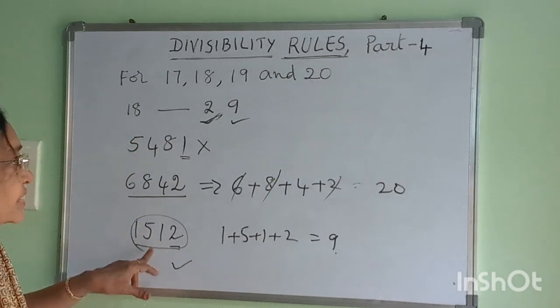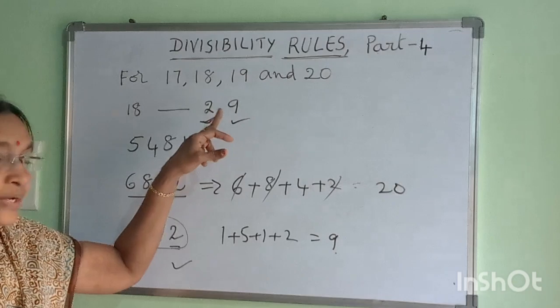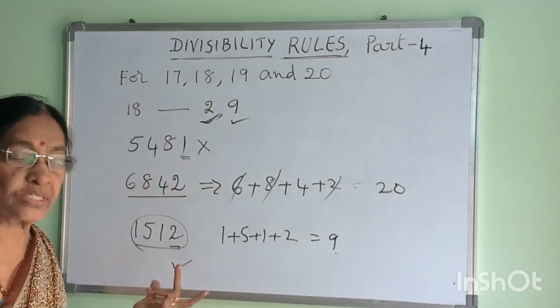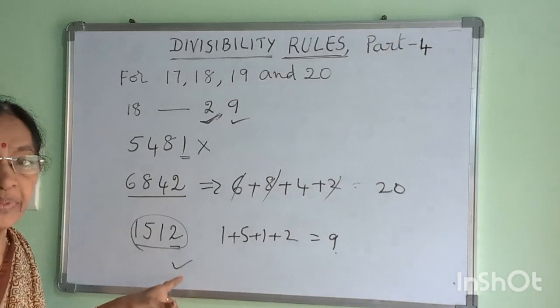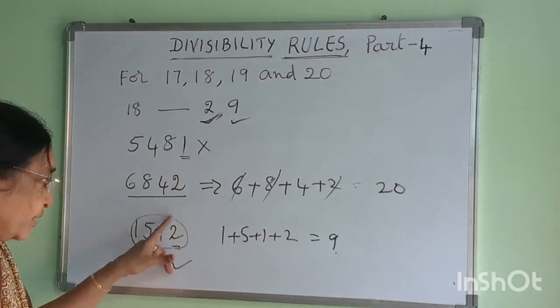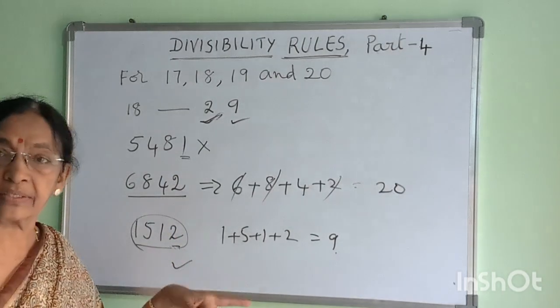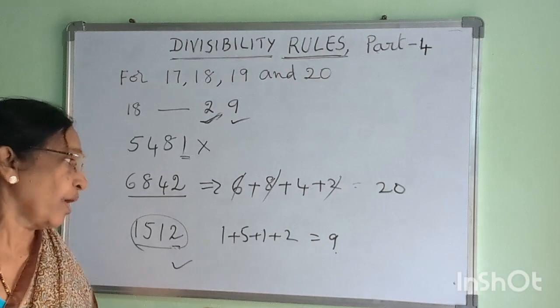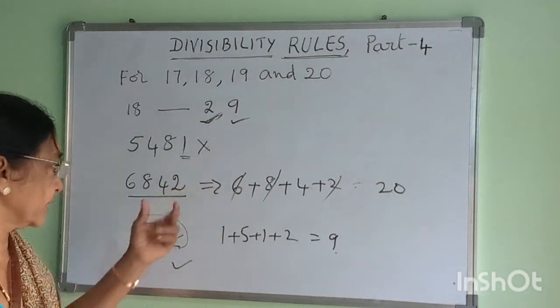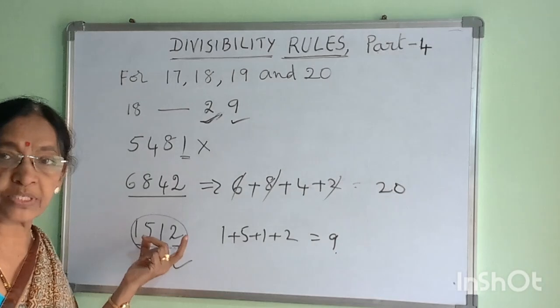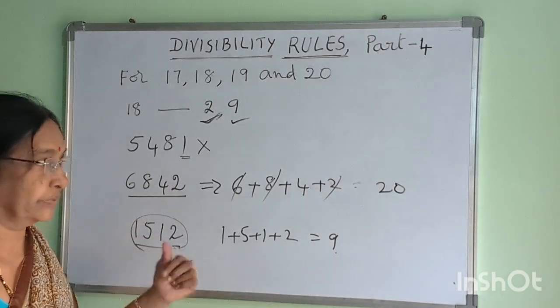Thus, if a number is divisible by 2 and 9, then that number is divisible by 18. To be divisible by 2, it must be an even number. In the units place, it must contain 0, 2, 4, 6 or 8. To be divisible by 9, the sum of the digits must be divisible by 9.